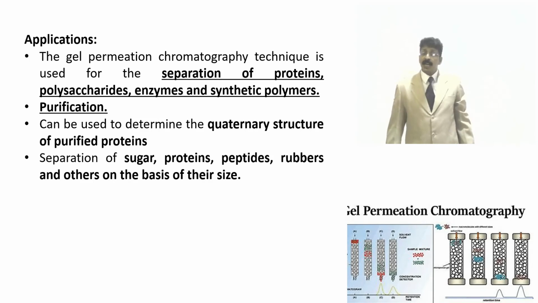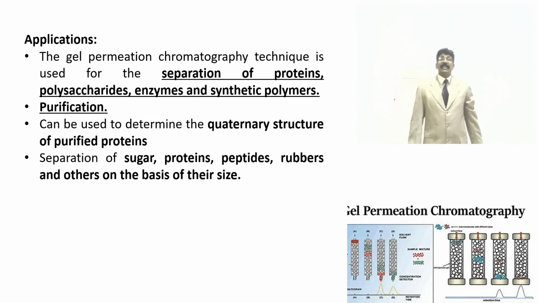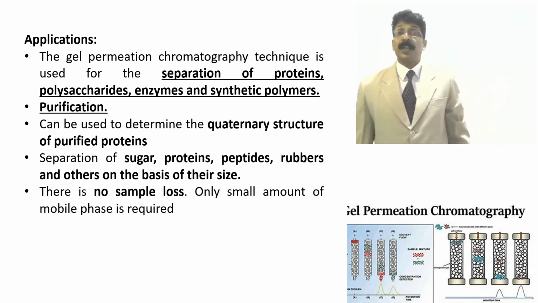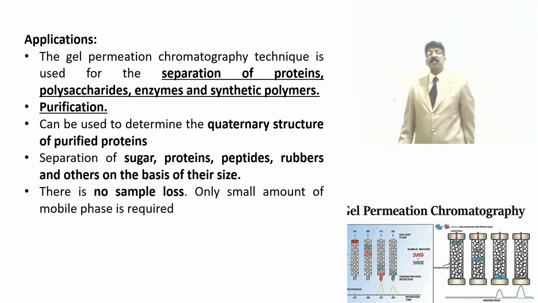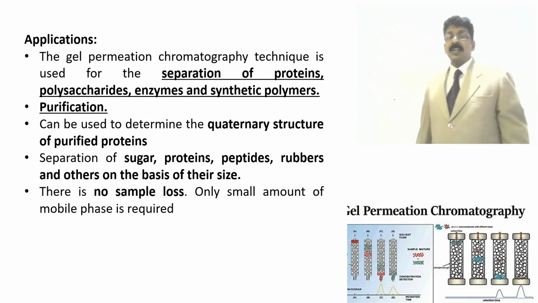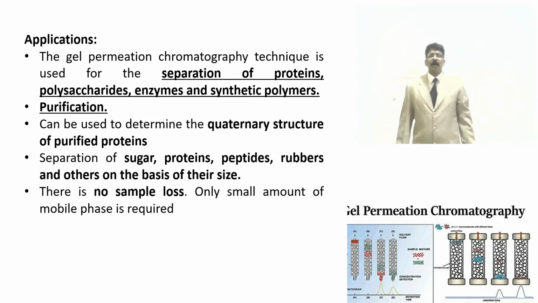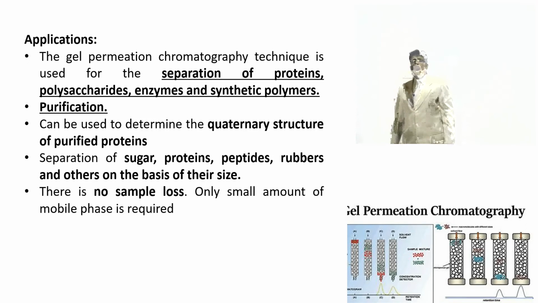Separation of sugars can also be done here. Separation of proteins, peptides, rubber and other bases can be done by means of size. That's why gel permeation chromatography can also be called molecular sieve, molecular filtration, gel filtration or molecular sieve technology. There is no sample loss. Only a small amount of mobile phase is required.